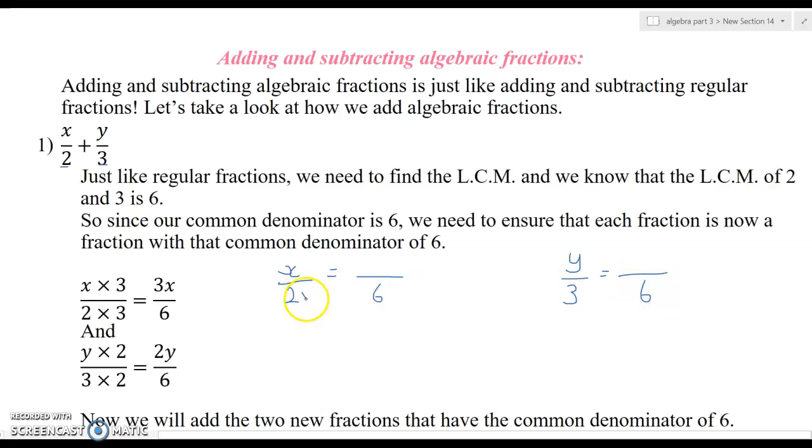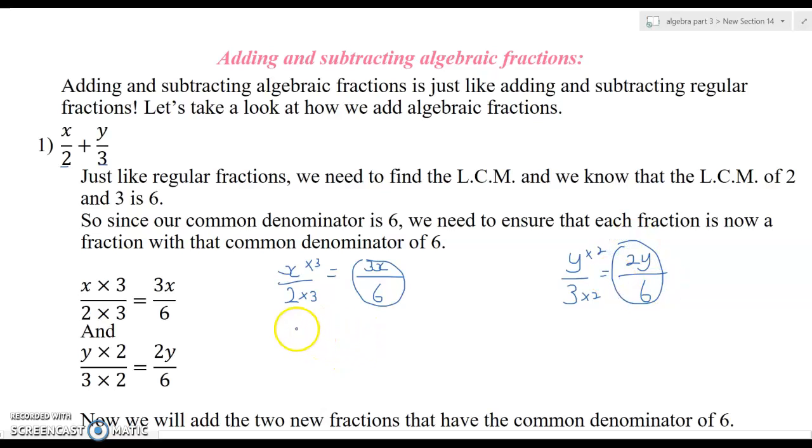So 2 times 3 gives me 6, so I have to do the same thing at the top. X times 3 is 3x. I know some of you are probably thinking x3, but we write the number in front, right? 3x. And then let's come across here. 3 times 2 gives me 6, so y times 2 will give me 2y. And now we have our two fractions with that denominator of 6.